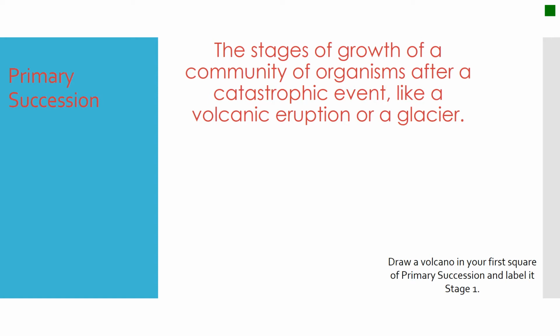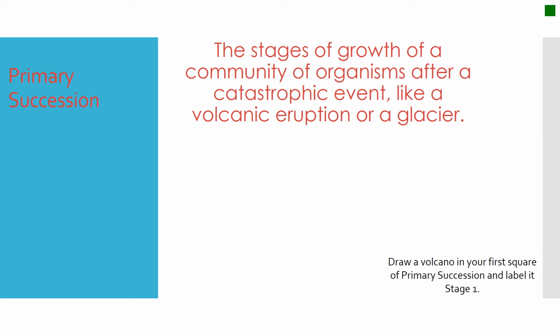All right, so we're going to start with primary succession. So right next to the words that say primary succession, go ahead and write down this definition. It is the stage of growth of a community of organisms after a catastrophic event like a volcanic eruption or a glacier. Now, once a volcano erupts, as we know, lava kind of just shoots out at the top of it. It's going to spread all over the ground, and it's going to pretty much kill everything in its path. Lava is really, really hot.